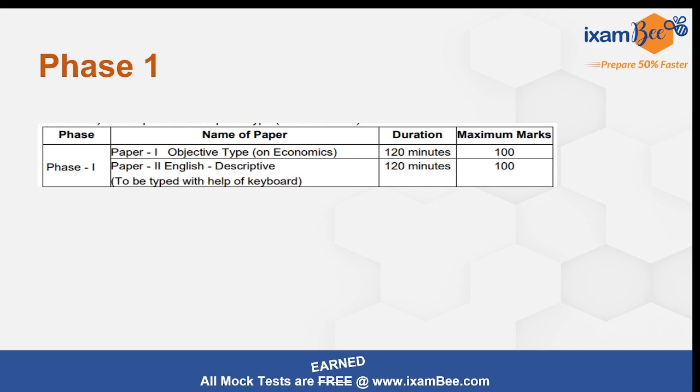If we look at the pattern for the phase 1 exam, this consists of your two papers. The first paper will be on economics, which is objective in nature. You will get 2 hours to do this paper, and this will be of 100 marks. Usually from the past, what we have seen, there will be around 62 to 64 questions that come and they range from different marks. There will be 1 marker, 2 markers, 3 markers and 4 marker questions. Usually 3 and 4 markers are numerical type in nature. There could be some easy numericals also in 2 markers, but mostly 3 and 4 markers are numerical in nature.